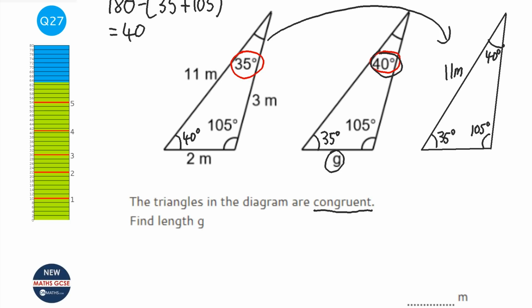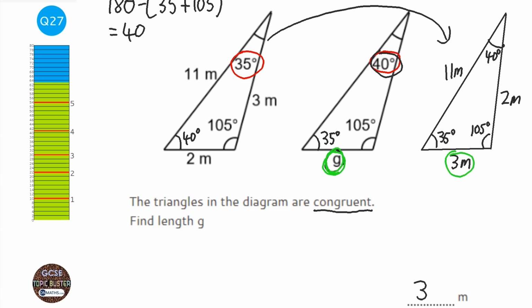Okay, the one between the 40 degrees and the 105 degrees is 2 meters. The one between the 35 degrees and the 105 degrees is 3 meters. So therefore G, which is this one here, is going to be 3 meters.